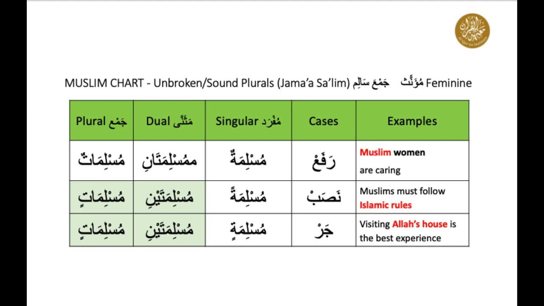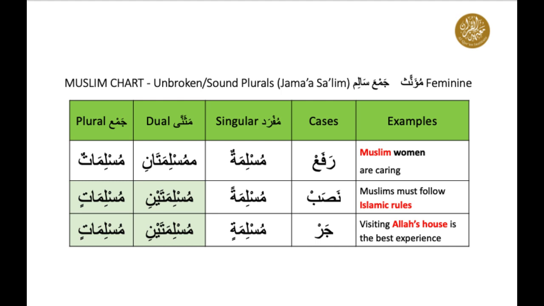for feminine. First examples. Muslim women are carrying. Here Muslim women are the fa'il or the subject, so it will carry the rafa status. Muslims must follow Islamic rules. What do they follow? Islamic rules. Islamic rules is a maf'ul or object of the sentence. So it will have mansub or nasab status with fatah ending.